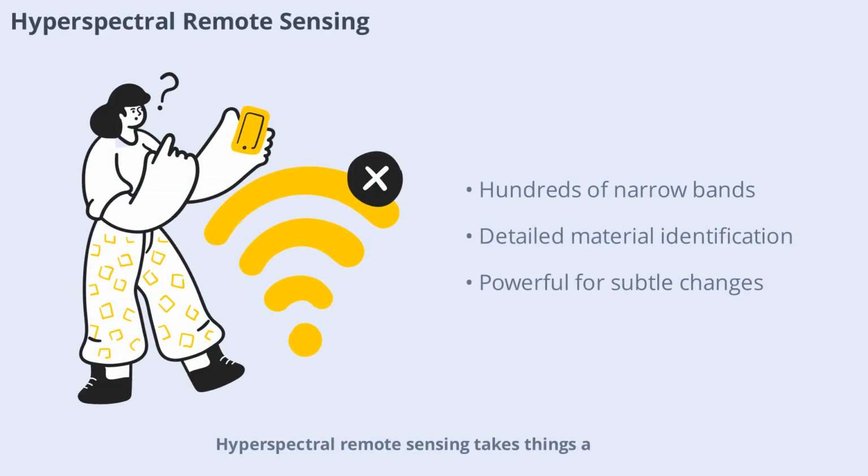Hyperspectral remote sensing takes things a step further by capturing hundreds of narrow, contiguous spectral bands. This allows for near-laboratory quality analysis of surface materials, as each pixel contains a detailed spectral signature. Hyperspectral data is especially powerful for identifying minerals, mapping vegetation species, and detecting subtle environmental changes. Instruments like AVIRIS and Hyperion have set new standards in Earth observation.